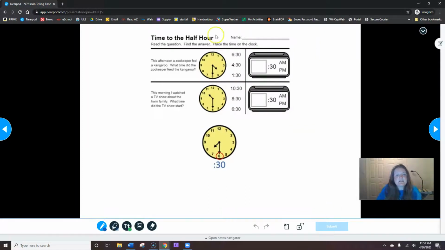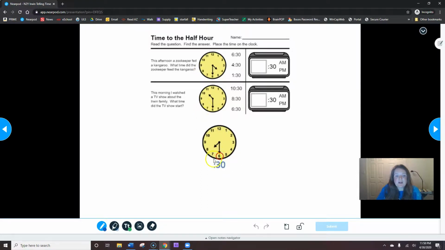Okay, time to the half hour. Read the question, find the answer, place the time on the clock. This afternoon, let's review it first. Sorry, all the long hands on this page are all pointed at the 6. And they're pointed at the 6 because that is time to the half hour, or 30 minutes. Okay, and the reason why, when we count by 5s, when we get to 6, counting by 5s, then it's 30. I'll show you. 5, 10, 15, 20, 25, 30.